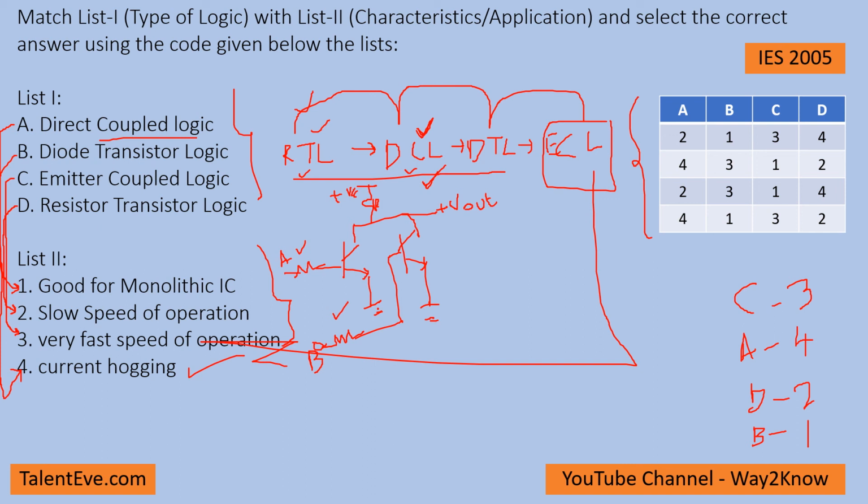So if you consider these options, 4 to A, this is the correct answer for this. So A is mapped to 4, B is mapped to 1, C is mapped to 3, and D is mapped to 2.